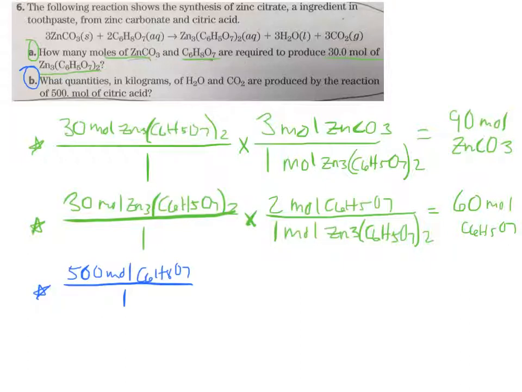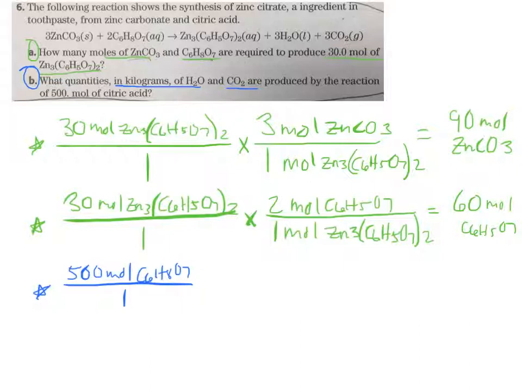And what is it asking for? It wants to know in kilograms of H2O, then it wants to know kilograms of CO2. So let's do our H2O first. I know kilograms is kind of tough, but we can do that at the very end. Let's focus on getting grams. So we need to go from citric acid to water.